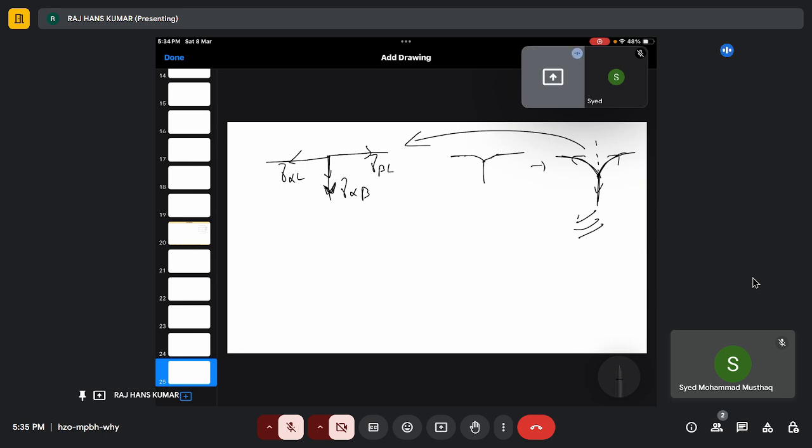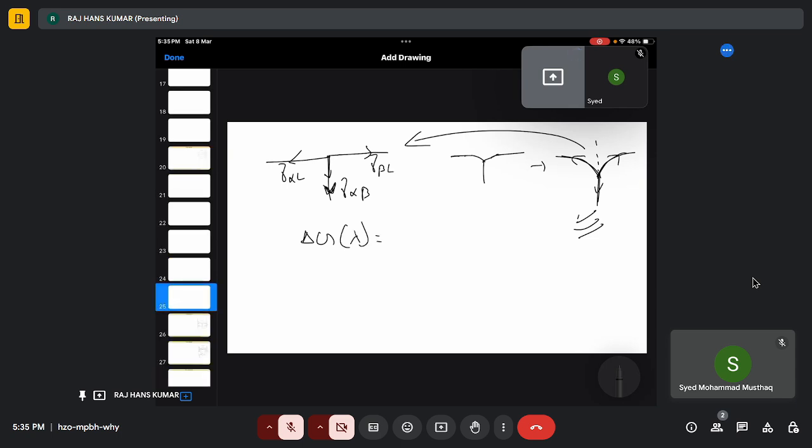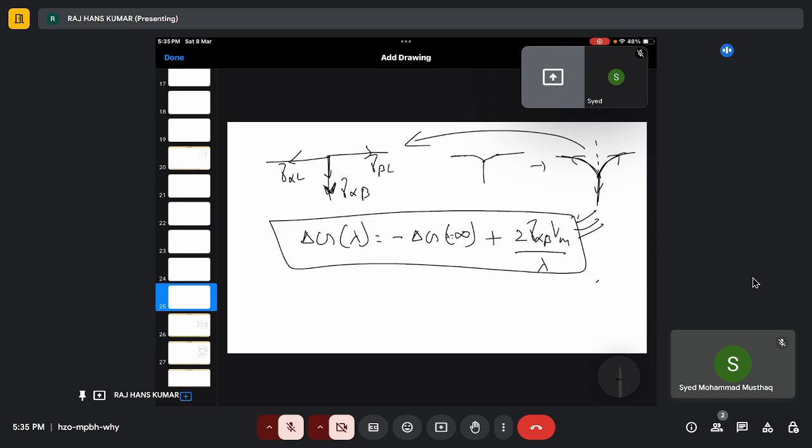Now let's draw how the lambda will change. Right? Now this is delta G of lambda, that is equal to minus delta G of lambda, lambda equals infinite, plus 2 gamma alpha beta molar volume upon lambda. Again, for a lambda star, where the interlaminar spacing will diminish, it will not grow further.